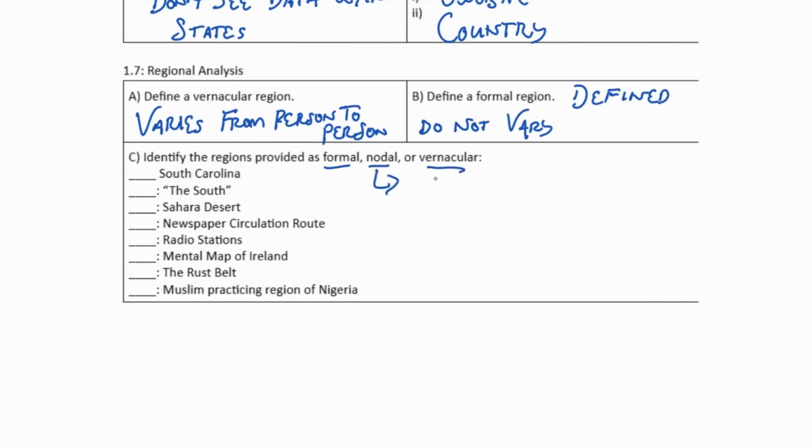And also, nodal, you could say functional. And that's my favorite way of saying it. I don't like saying nodal. I like saying functional. So this first one here is South Carolina. South Carolina has pretty defined borders. Those borders are not up for interpretation, so formal it is.